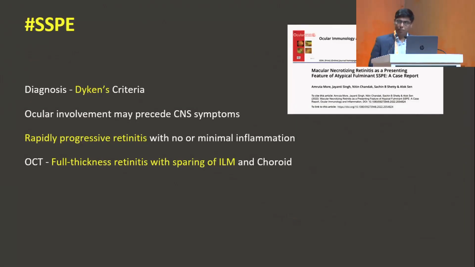Now, the diagnosis of SSPE is basically based on Dyken's criteria. Unfortunately, there is no ocular criteria for diagnosis of SSPE. Usually, the ocular involvement is seen in 50% of these cases, and in some of the cases, the eye may be involved before the neurological symptoms come, and there is usually a rapidly progressive retinitis without much inflammation in the eye. And the OCT is very classic, as shown by Dr. Neha as well.